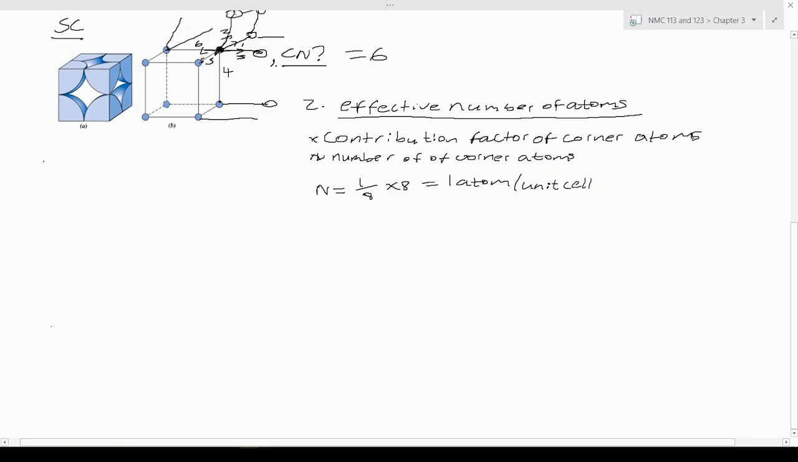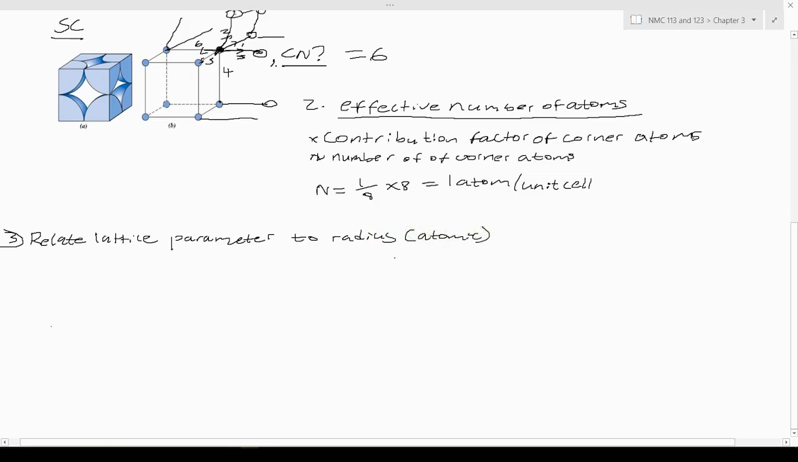And then thirdly, sorry, this looks a bit disorganized, but just follow the trail. That's it. Thirdly, you determine the relationship. You relate the lattice parameter, right, to the radius. That's atomic radius, right?